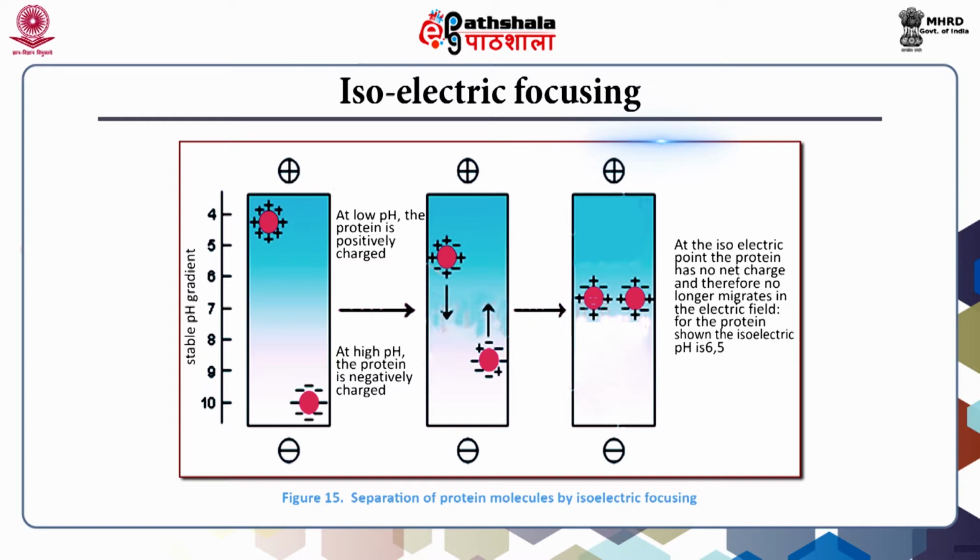When a mixture of proteins is subjected to gel electrophoresis across a pH gradient, each protein will tend to move in the gel until it reaches a position where the pH becomes equal to the pI of the protein. At this position, the migration of the protein will stop. Figure 15 outlines the method of isoelectric focusing for the separation of proteins.